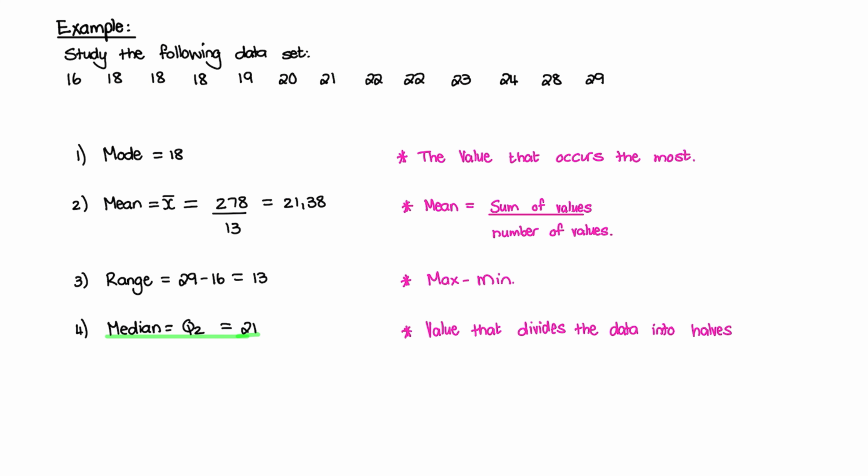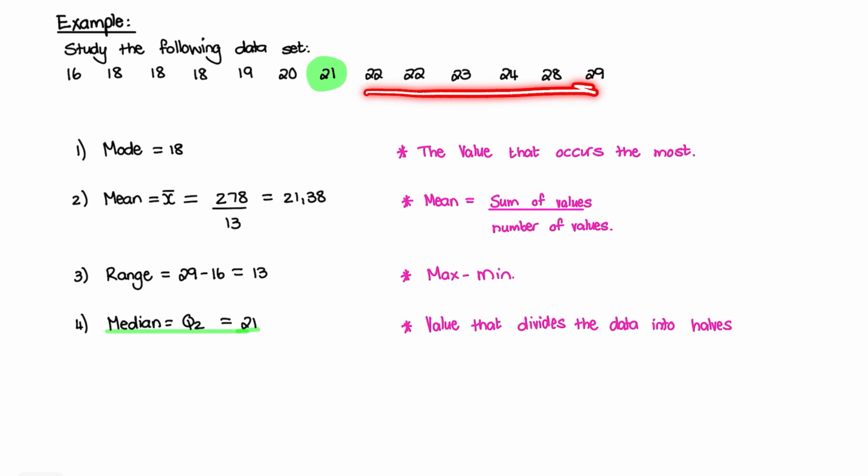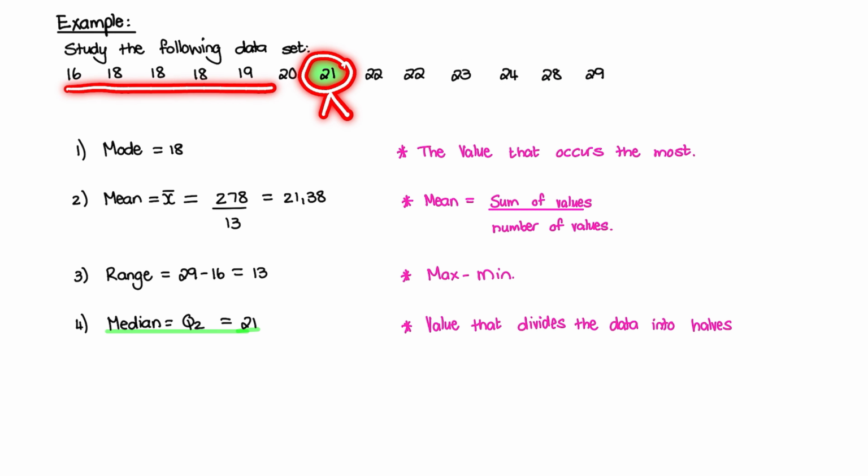If I have 13 data points here, then the value exactly in the middle is 21. Can you see that to the left of this 21, we have 1, 2, 3, 4, 5, 6 values, and to the right of 21, we have 1, 2, 3, 4, 5, 6 values. So this 21 is the exact middle of the data when it's arranged in ascending order. That represents Q2, or the median.